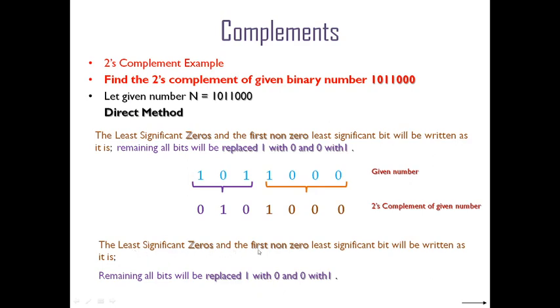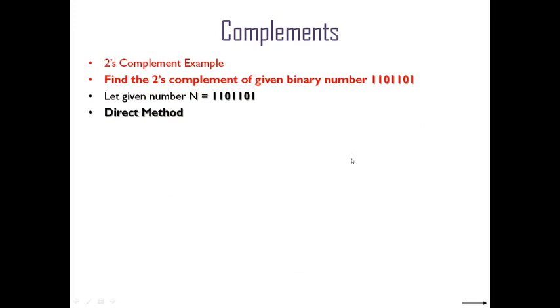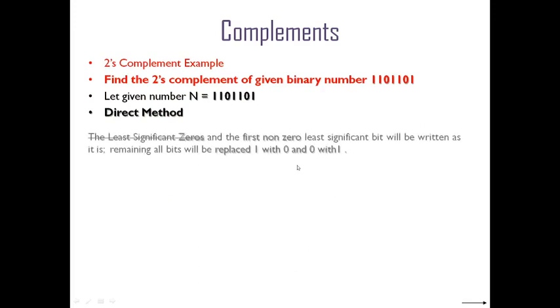The least significant zeros and the first non-zero least significant bit will be written as it is. The remaining bits will be written by replacing 1 with 0 and 0 with 1. And we are taking one more example for the direct method. Here in the LSB position there is no 0.